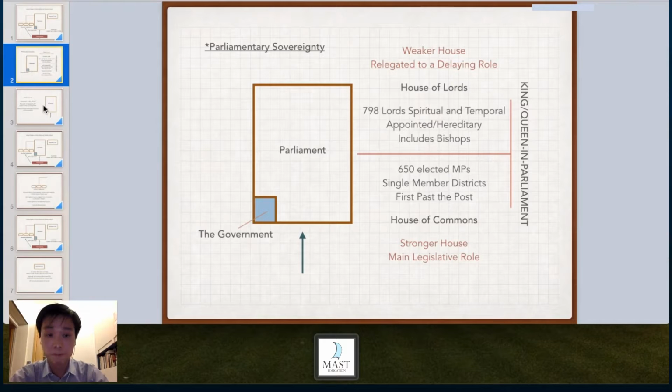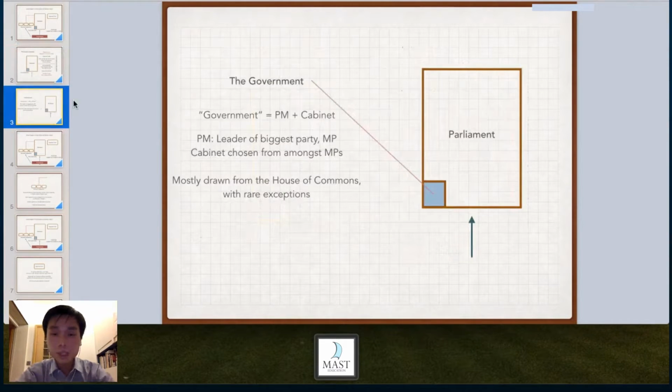So let's move on to the next part, which is the executive branch of the UK, which is not really a branch. In the UK, the term government doesn't refer to the entire system of governance. Instead, it refers only to the Prime Minister and his cabinet. The Prime Minister and his cabinet are mostly drawn from the House of Commons. And the Prime Minister is the leader of the biggest party and is a member of Parliament himself.